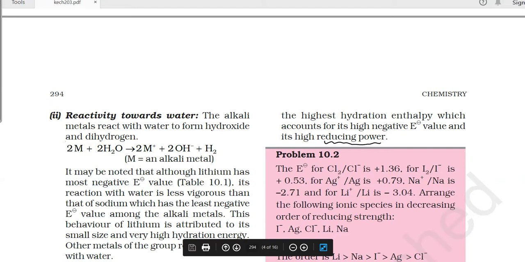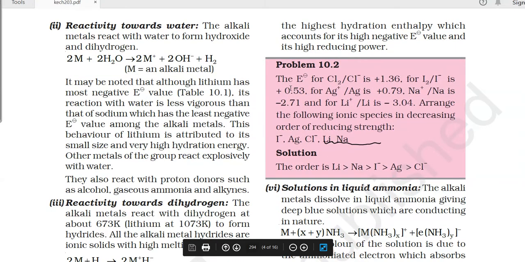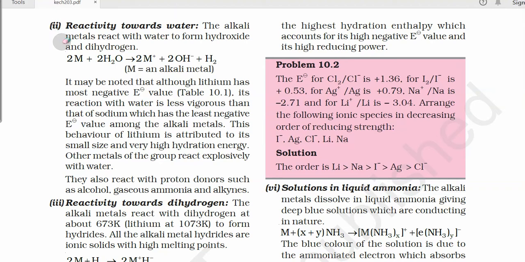Next, a question is asked. The electrode potential of Cl2 or the chloride ion is plus 1.36. For iodide it is plus 0.53, and for silver it is plus 0.79. Sodium is minus 2.71, and lithium is minus 3.04. Arrange the following species, I minus, Ag, Cl minus, Na, Li, in decreasing order of reducing strength.